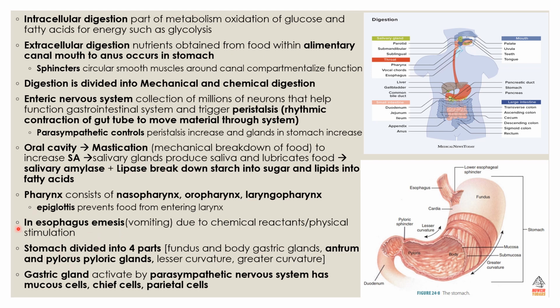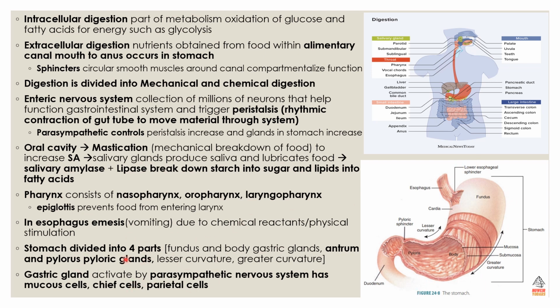And then the stomach is divided into four parts. You've got the fundus and the body with gastric glands, and then you've got the antrum and the pyloric glands, and you've got the lesser curvature, and then the greater curvature. These are basically just the borders that make the curve of the stomach.